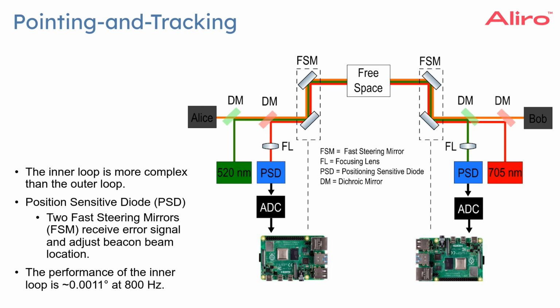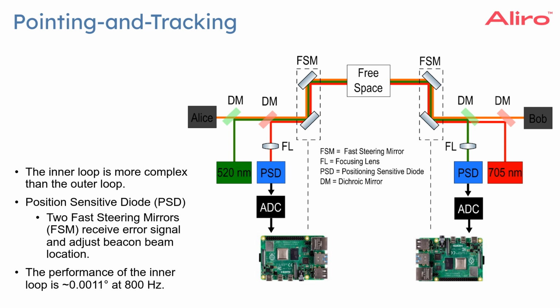It goes through free space to Bob, who receives this signal using also fast steering mirrors on his side. That signal is then split using another dichroic mirror that lets the quantum signal through to Bob, but reflects the laser signal to a position sensing diode, PSD in this case, which looks at the location of that laser. And by setting a target location on that laser, we're able to do a feedback loop with the Raspberry Pi and the fast steering mirrors to move that laser signal to the position that we want.